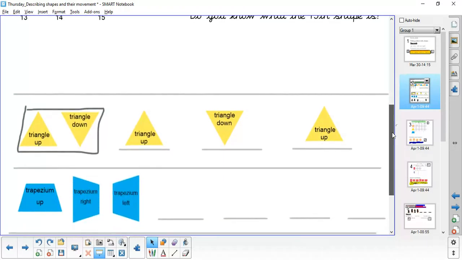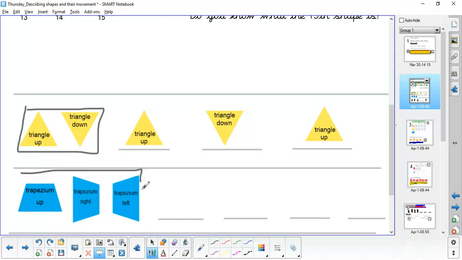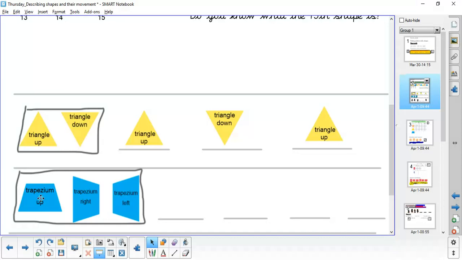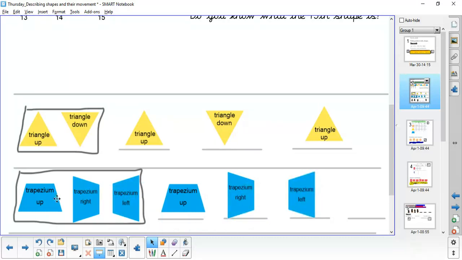The next one's a little bit more difficult, but let's have a go. Firstly, we will look at following the pattern to find the rule. So it's trapezium up, trapezium to the right, trapezium to the left. This is our repeating pattern, and therefore we start again from the beginning. Trapezium up, trapezium right, trapezium left, trapezium up, and so on.